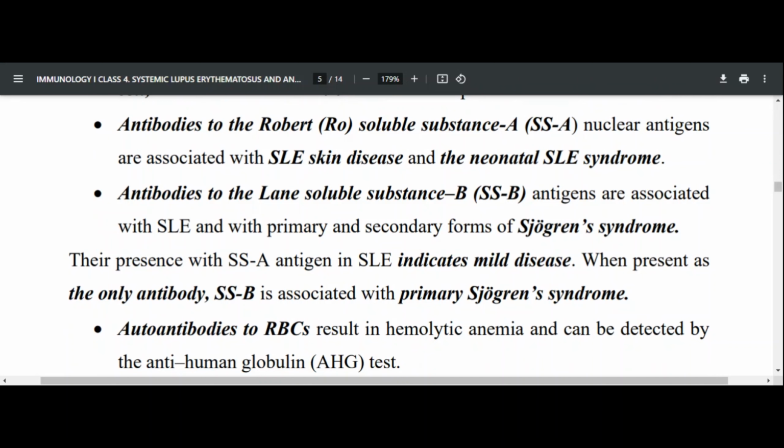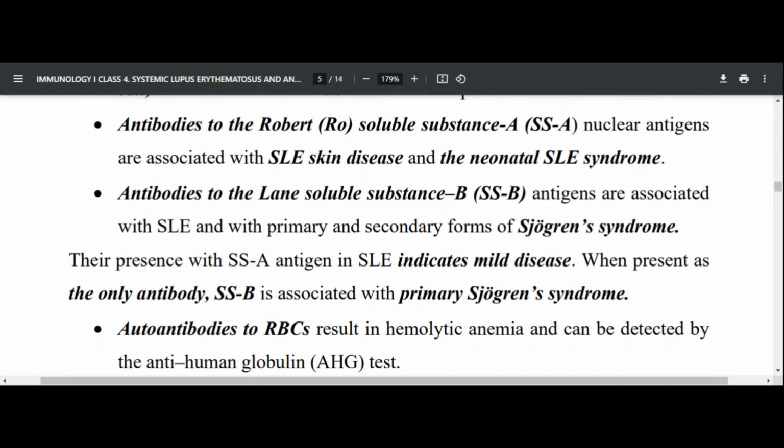So the presence of soluble substance A antibodies in systemic lupus indicates mild disease. So it indicates that at least the patient has a good prognosis, right? When present as the only antibodies, soluble substance B is associated with primary Sjogren syndrome. When it is only found in systemic lupus, anti-soluble substance B has a connection with Sjogren syndrome, which is, of course, an exocrine autoimmune disease.